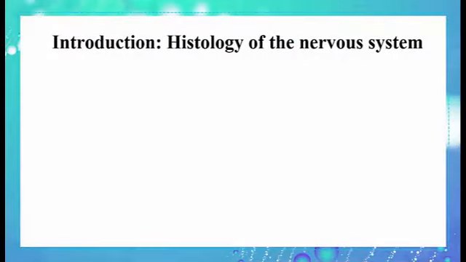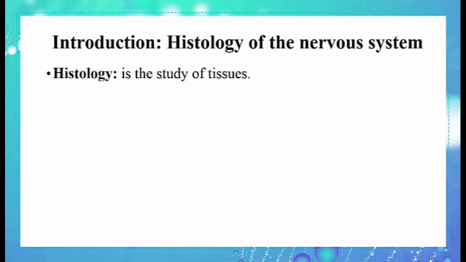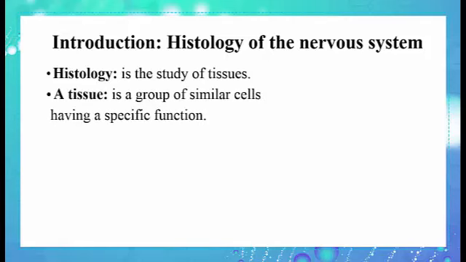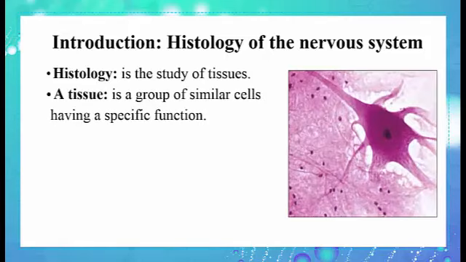After studying the anatomy of the nervous system in activities 1 and 2, now we have to start with the histology of the nervous system. What's the meaning of the word histology? It's the study of tissues. You know that organs are made up of tissues, so now we have to study the tissues. A tissue is a group of similar cells having a specific function.